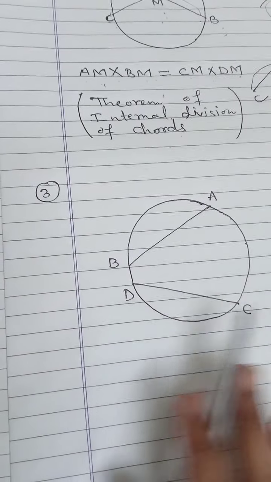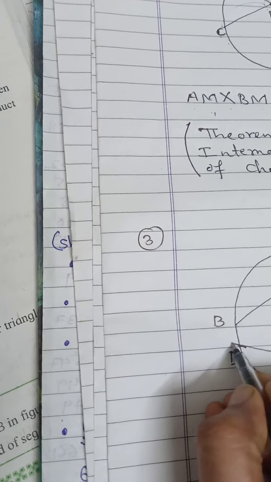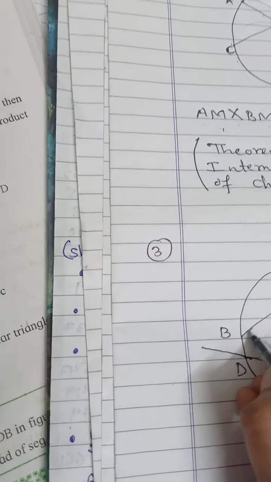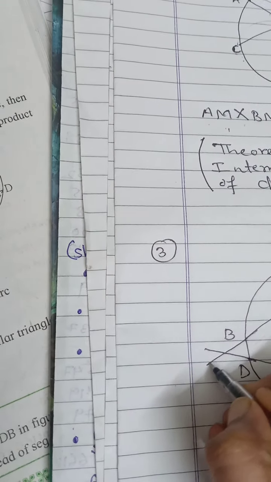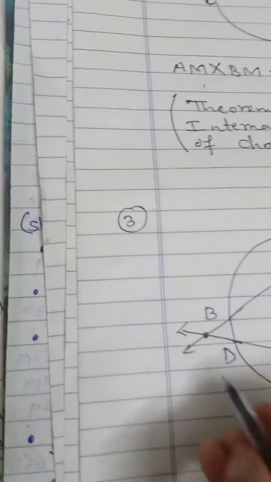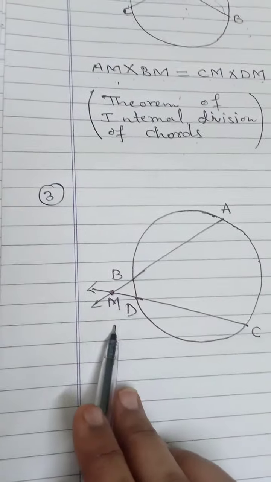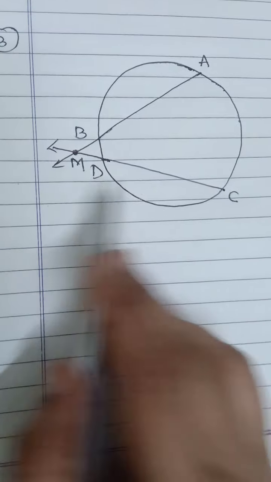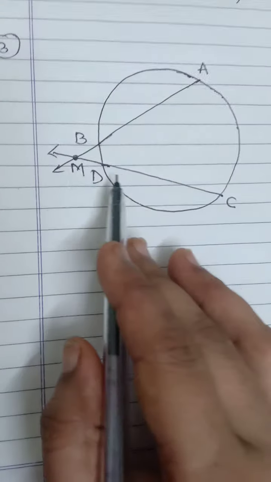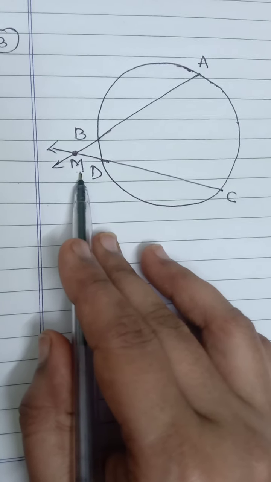Now till now they are not doing anything with each other. Now if I extend them somewhere outside the circle, they will intersect each other. So here at point M they are intersecting each other, but here the condition is they are intersecting each other externally because the point of intersection lies in the exterior of the circle.